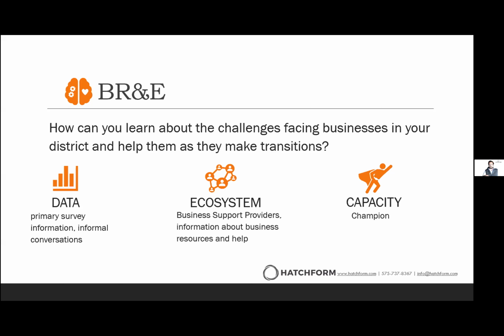The ecosystem for this is very much the business support providers that are helping businesses already in existence: SBDCs, SCORE, chambers of commerce, and sometimes economic development organizations. There's a different mix in every community for who they are and what they concentrate on. And your superpower for this is to be a champion for businesses, really relentless in going out and finding them the information and resources they need to maintain their level of success, and then to expand and grow within the district, or maybe beyond.